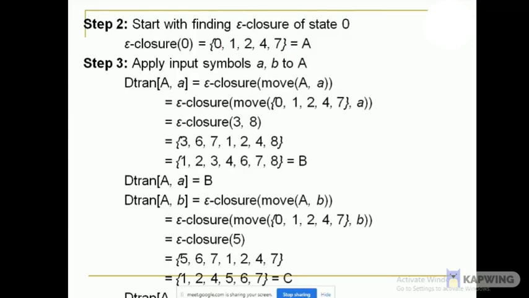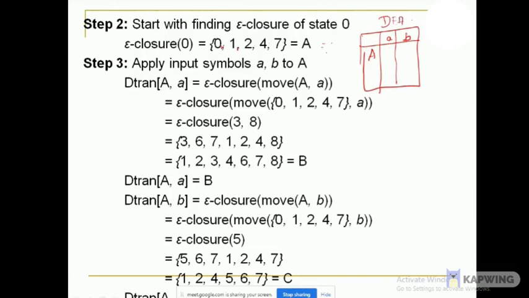Epsilon closure of 0 is the state itself, and then 1, 2, 4, 7. Let me name it A. This is going to be one of the states in your DFA. Let me write it here. Now, as we don't have epsilon transitions, the transition symbols will be only two: a and b, because this regular expression is over the alphabet a and b. So there is no need to create a column for epsilon in the DFA.